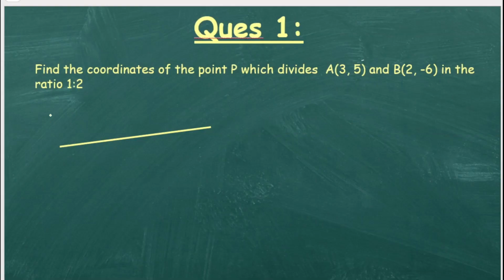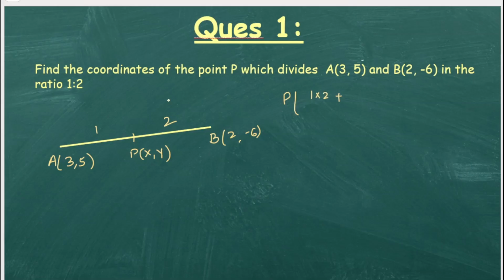Let's try some questions based on the section formula. Find the coordinates of the point P that divides the line segment joining the points A and B in the ratio 1 is to 2. The coordinates of A are (3, 5) and B has the coordinates (2, -6). Let the coordinates of P be (x, y) and the ratio is 1 is to 2. So by the section formula, the coordinates of P will be given by 1 times 2 plus 2 times 3, divided by m plus n. This is m and this is n. So m plus n means 1 plus 2.